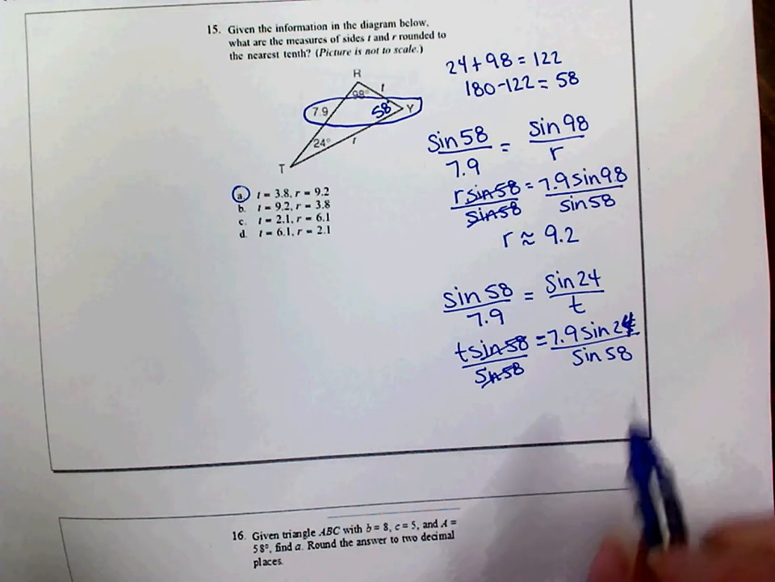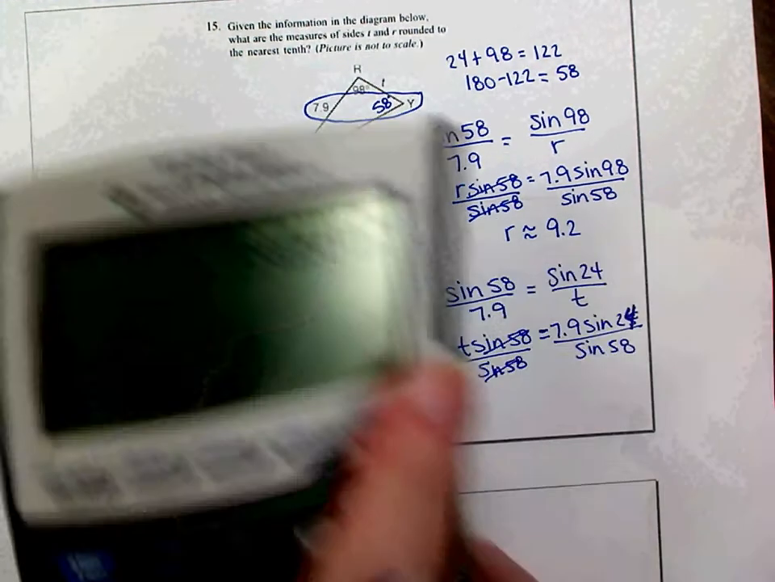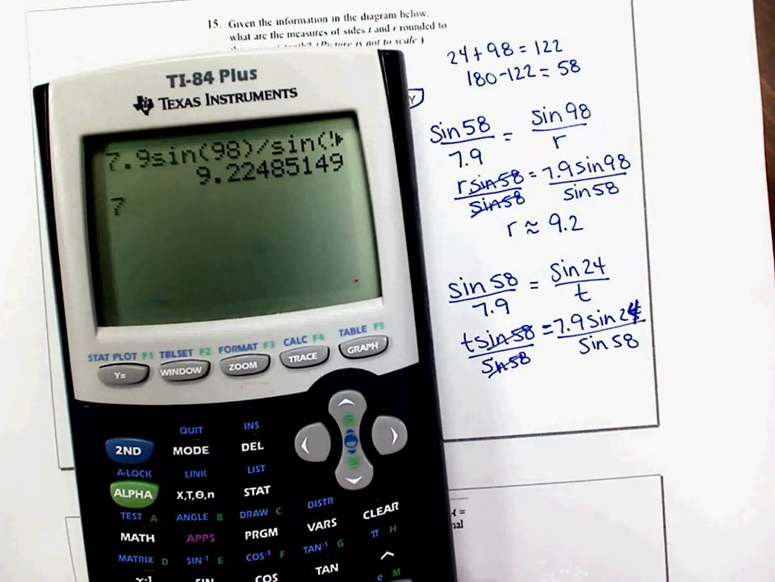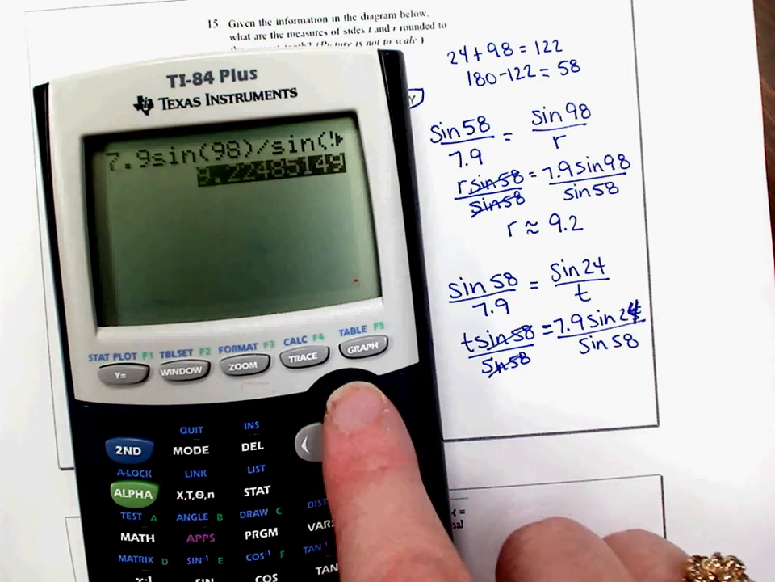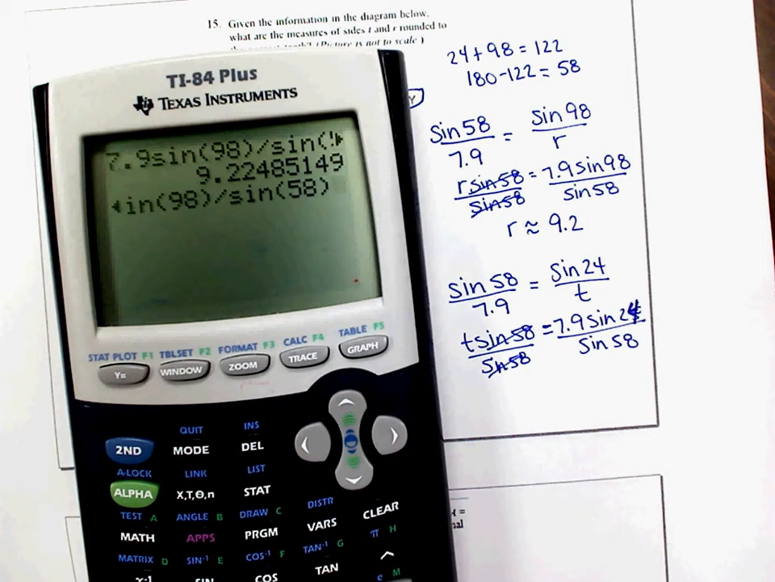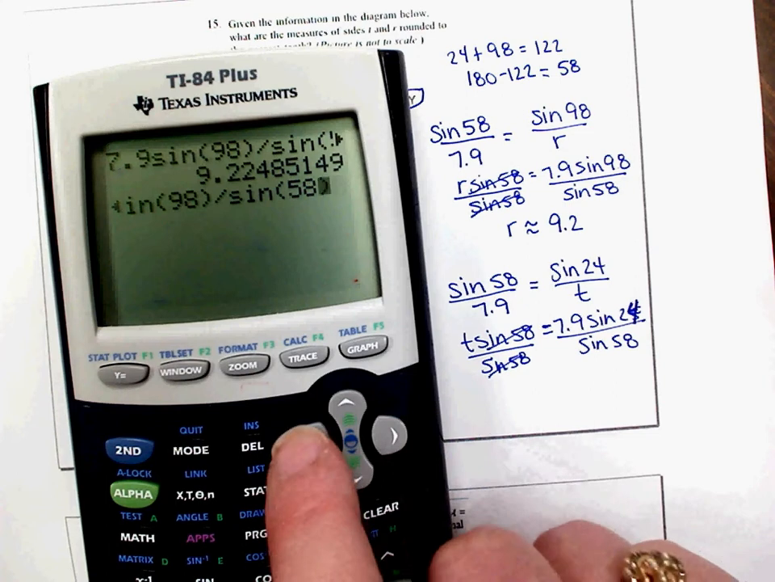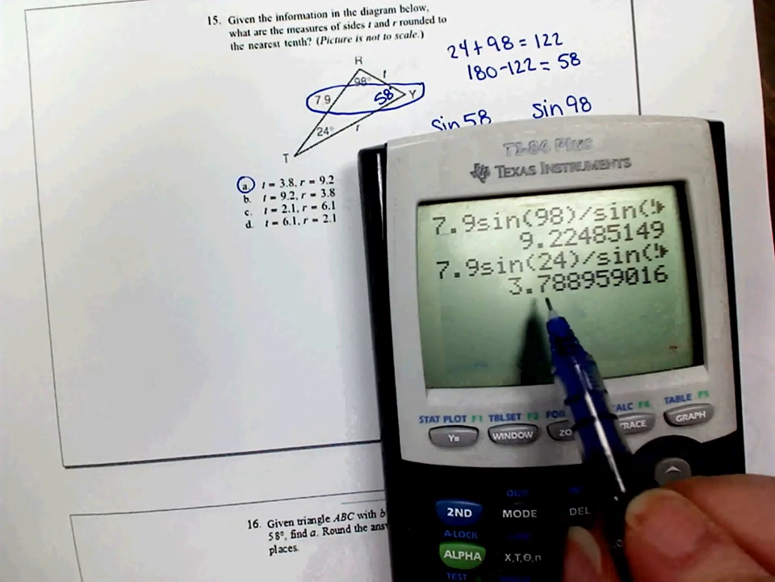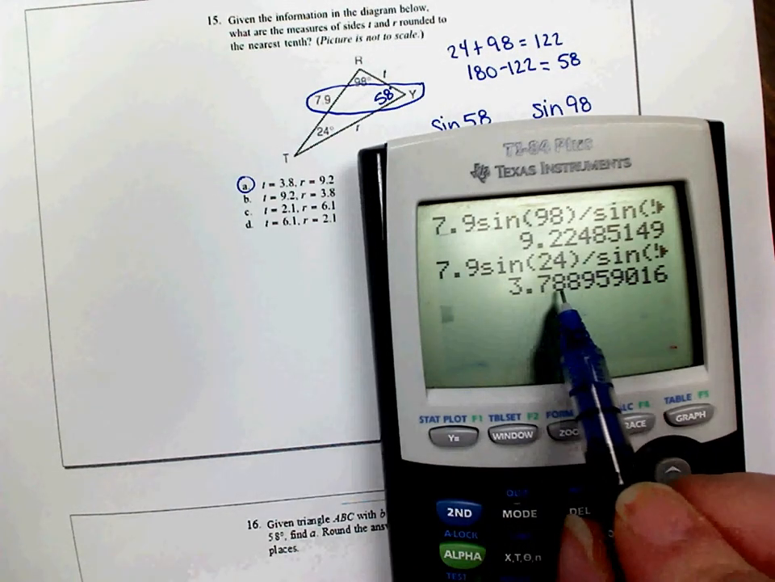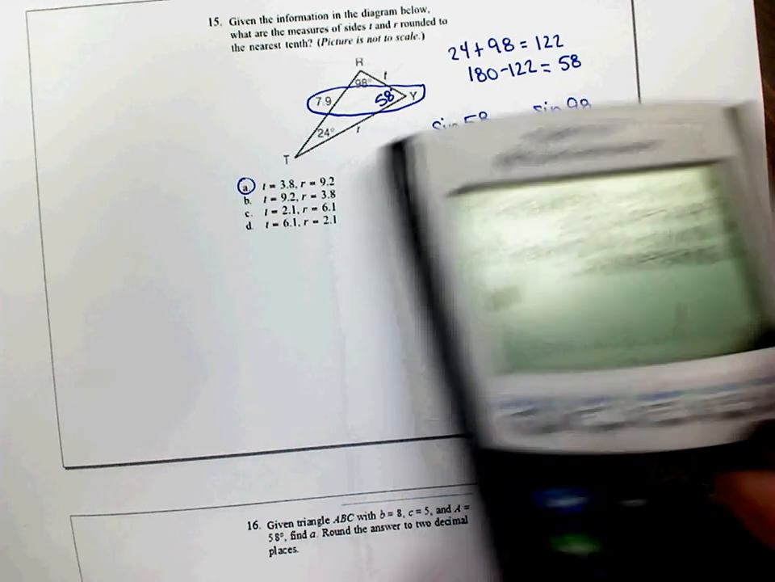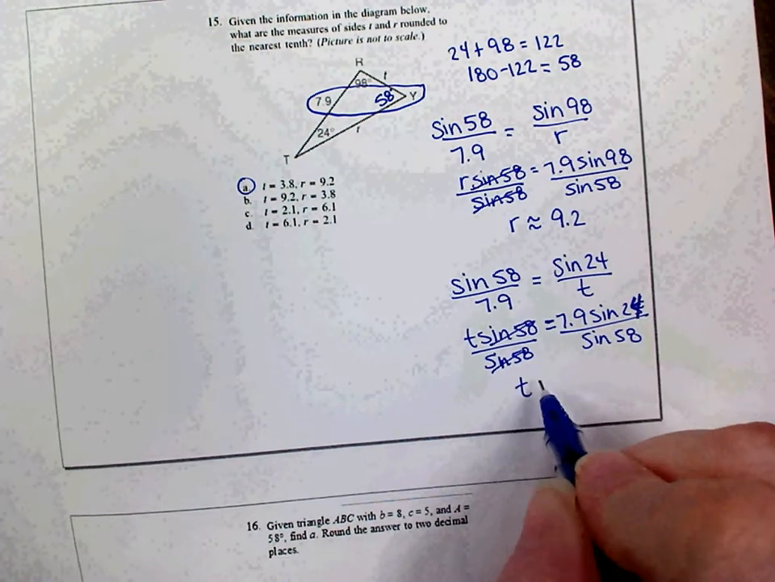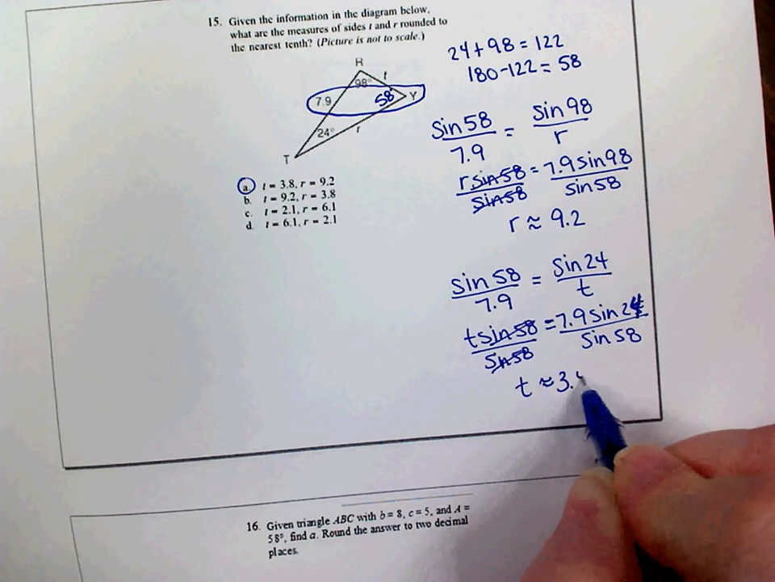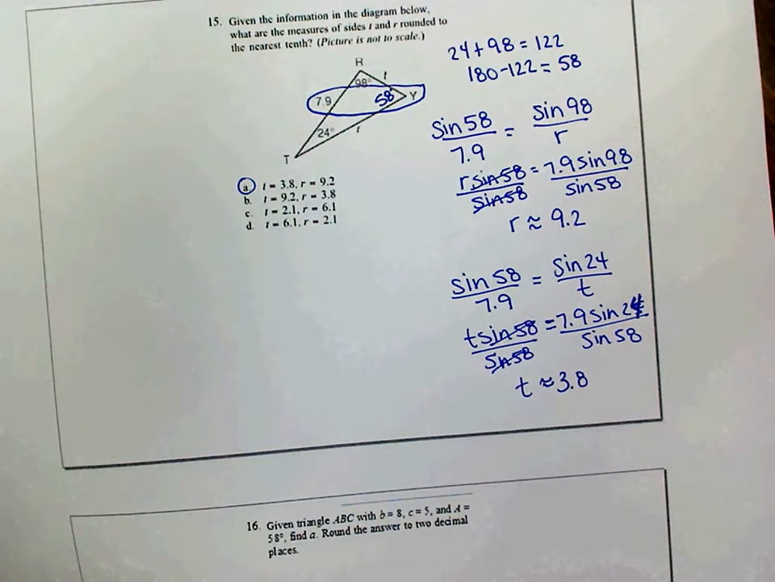All right, so now to find t, we're putting in 7.9. And actually, if you want to, you can just go up here and hit enter and bring that back down, since the only difference is that 98 is becoming a 24. That's the easiest thing to put in your calculator. So we can see we have a 7 in the tenths place. Next door is an 8, so that 7 becomes an 8. So our t is approximately 3.8, which is also only on choice A.